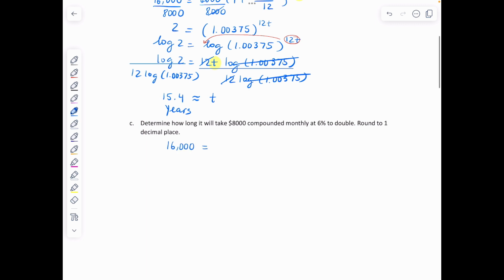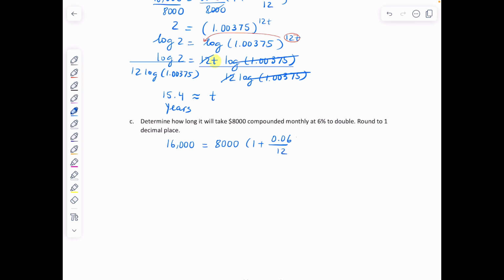So we're going to write 16,000, which is the amount that we want in the future, is equal to 8,000, still the initial amount, times 1 plus, this time, 6%, so 0.06, divided by 12 since it's still monthly, to the 12 times t. Okay, so we're going to solve again, very similar. We're going to divide both sides by 8,000.